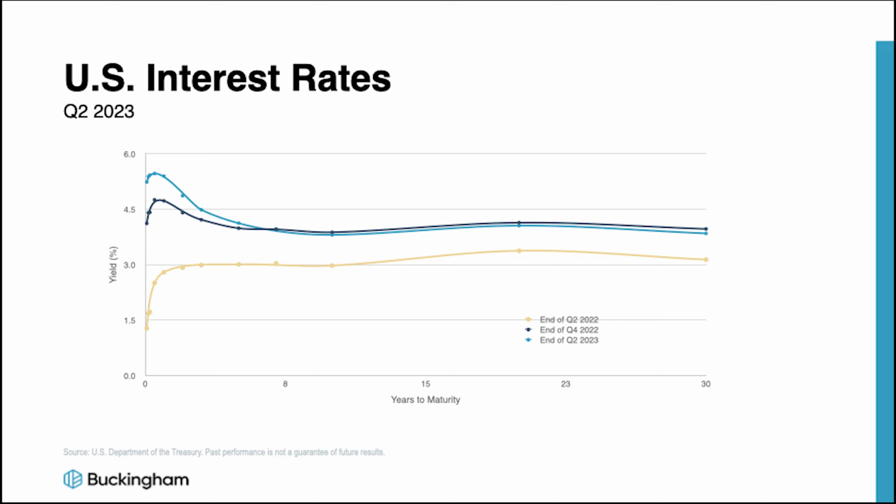Okay, now let's take a look at the Treasury yield curve and what it means for returns going forward. Here we plot the yield curve to show the current yields for Treasury bond investments at different maturities. The light blue line represents current rates, the dark blue line represents rates from the end of the prior year, and the gold line represents rates from 1 year ago.